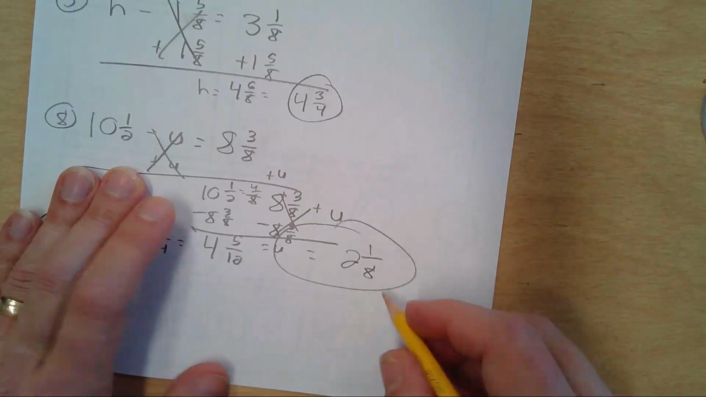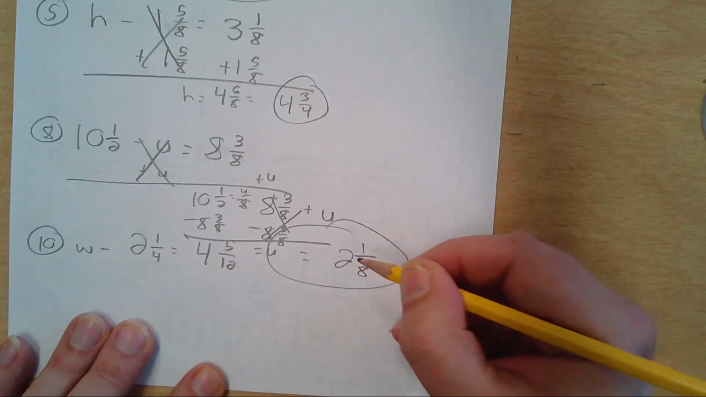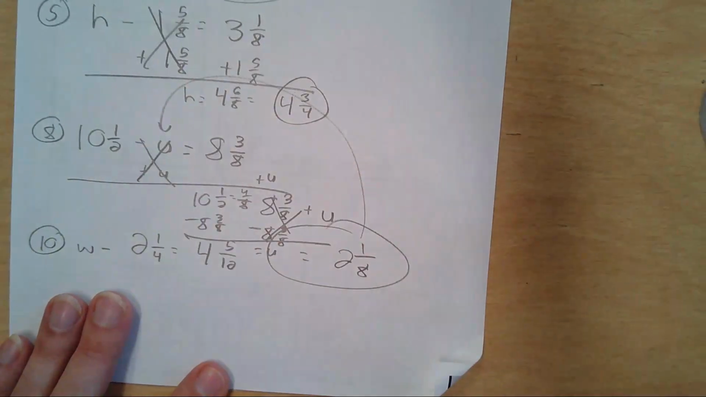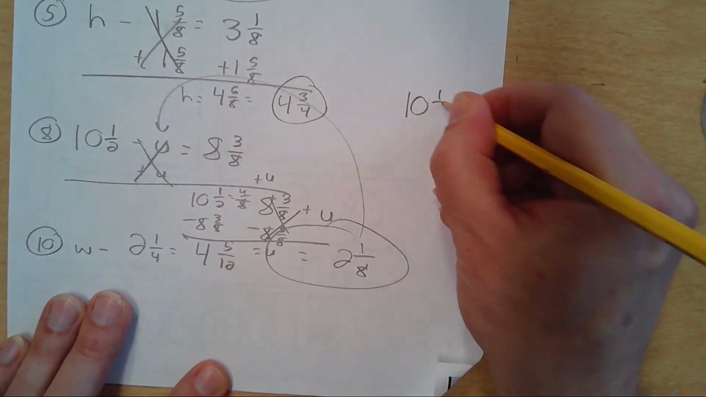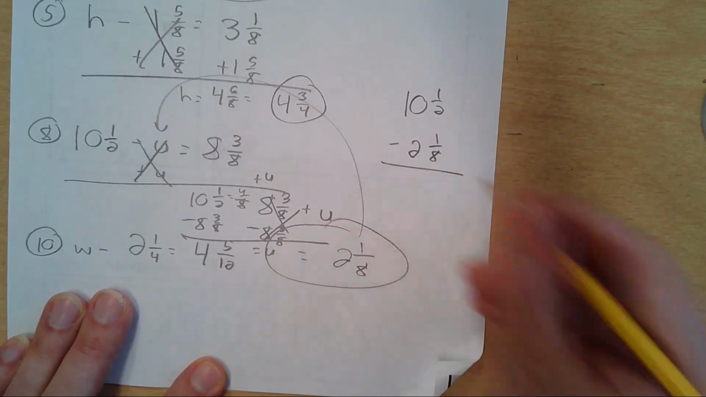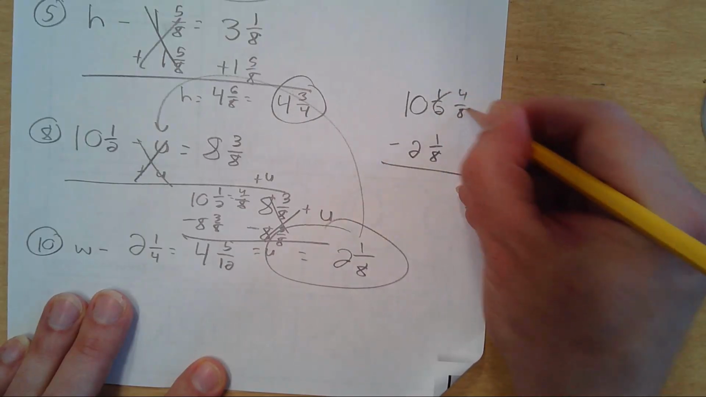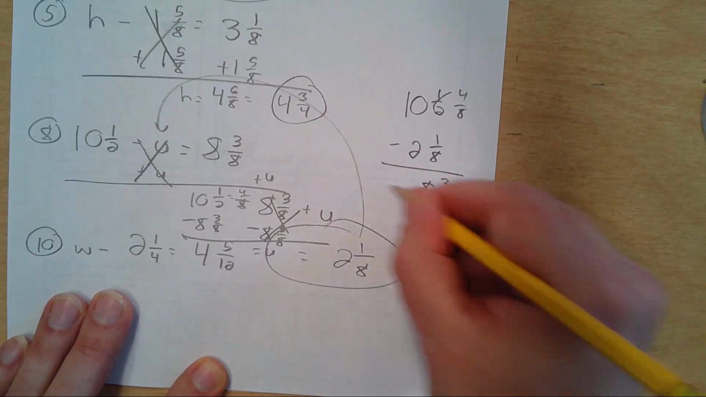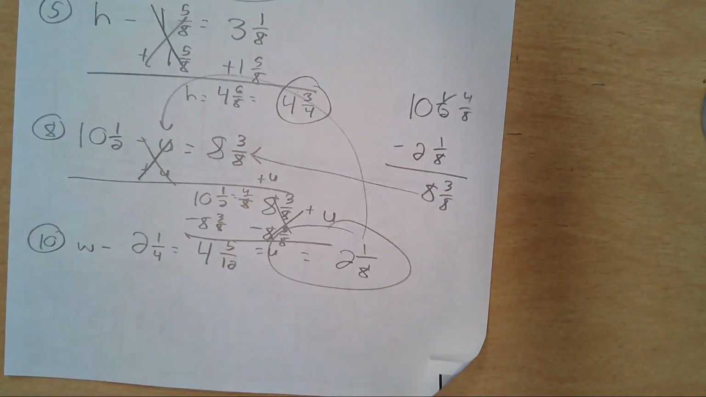And again, let's plug it back in. Now I know what u is, so 10 and 1/2 minus, what's u? U is 2 and 1/8. 4/8 minus 1/8 is 3/8. 10 minus 2 is 8. Yep, there it is. When I plug it back in and test my answer inside the equation, it works.